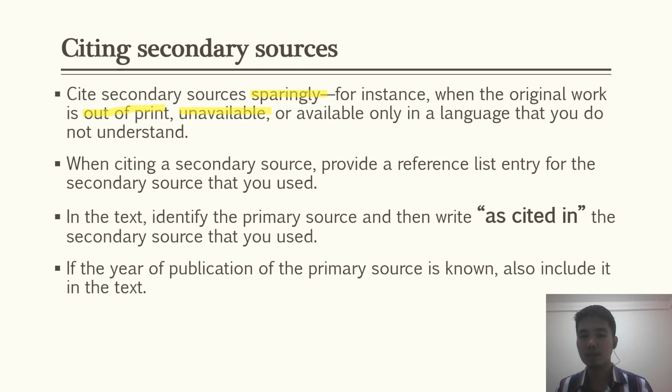The reason behind is baka may mga details or ideas or information that were not captured by your secondary source. So when citing a secondary source, provide a reference entry for the secondary source that you use. In your in-text citation, identify the primary source and then you write the words "as cited in." Take note, "as cited in" at hindi "as cited by." It should be "as cited in" and then the secondary source that we use. If the year of publication of the primary source is unknown, also include it in the text.